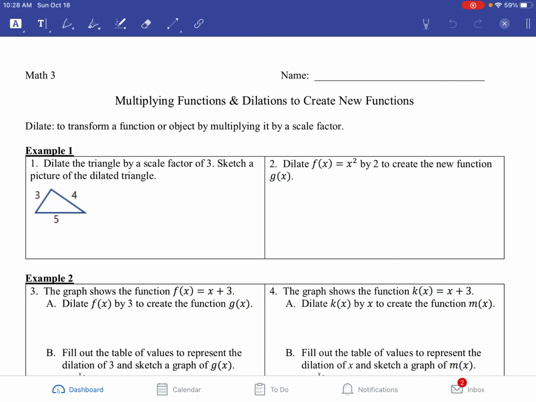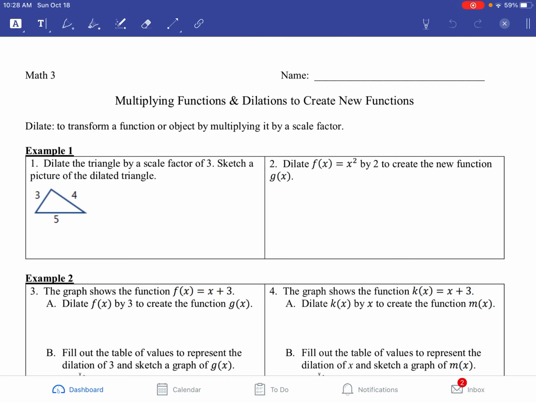We're going to look at today multiplying functions and using dilations to create new functions. To dilate something means you're going to change the way it looks or how it acts by multiplying it by something called a scale factor. A scale factor could be a fraction, a variable, or a whole number, and whatever you multiply it by is going to change it.